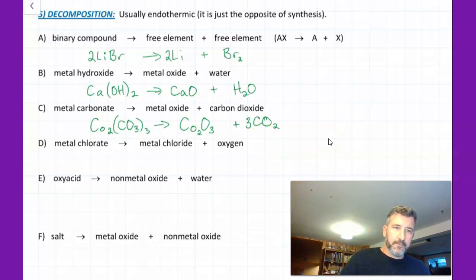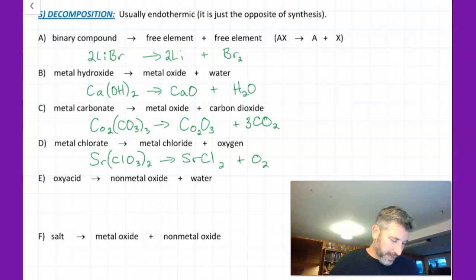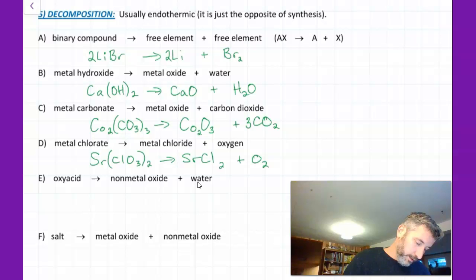So then lastly, metal chlorate. We already did the reverse of this one. Let's pick another metal. Let's go with strontium. So strontium is 2 plus. Chlorate is the polyatomic ion, ClO3, 1 minus, so I'm going to need 2 of them. And it's going to make strontium chloride and oxygen. Balancing wise, looks like my strontium and my chloride are already balanced. Oxygen, I've got 6 on the left, so I will need a 3 on the right.